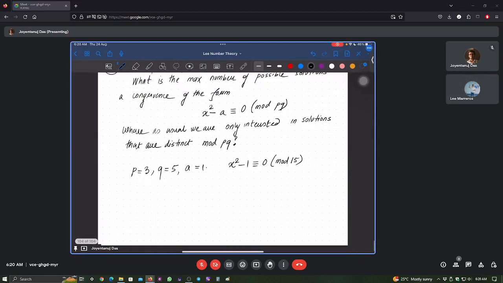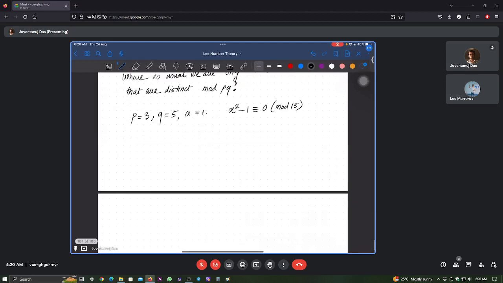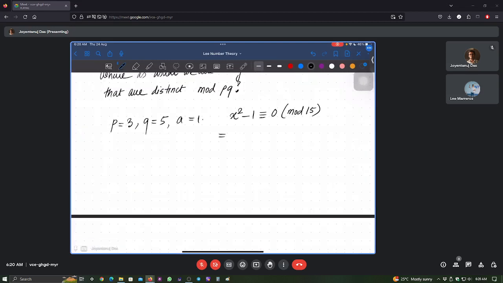So now that is nothing but x square is equivalent to 1 mod 15. Can you tell what the solutions will be? This is easy. We can just verify all the terms from 0 to 14. So can you find the solutions?